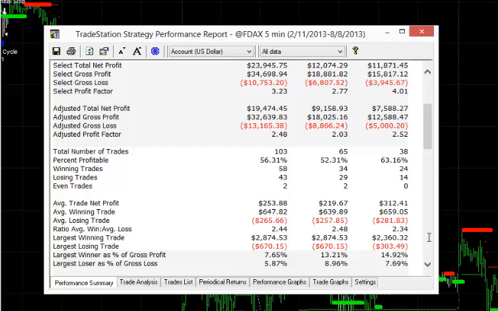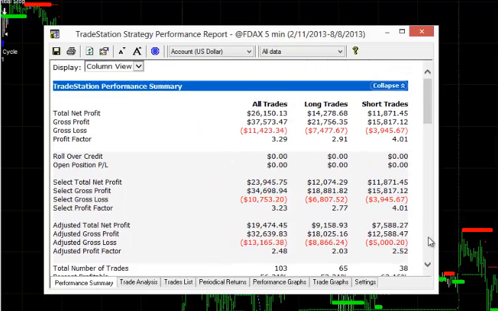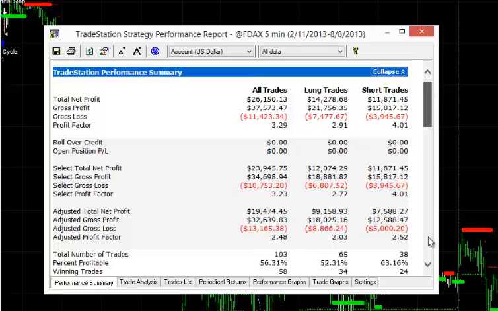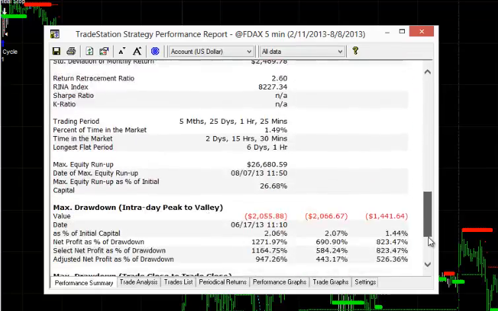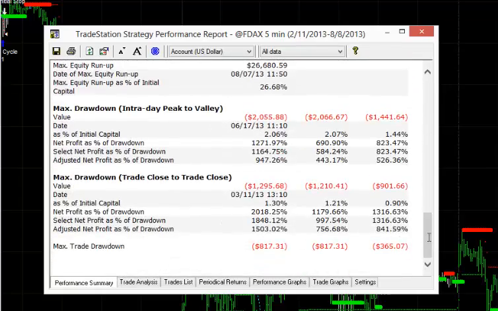The win rate's 56%, so for those traders who want a slightly higher win rate, that we catered for there. It's got a profit factor of 3.29. The overall profit on the system is 26k. Longs 14, shorts 11, so there's definitely a bias to the long side. Obviously the market's been tracking well on the long side of late. And you can see there the drawdown 12.95.68.